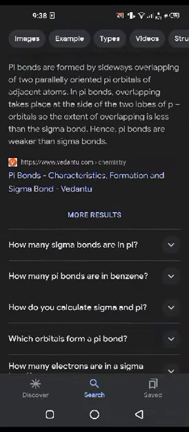Pi bonds are formed by sideways overlapping of two parallel p orbitals. The overlapping in a pi bond takes place at the sites of the two lobes of the p orbital. So the extent of overlapping is less than in the sigma bond. Hence, pi bonds are weaker than sigma bonds.